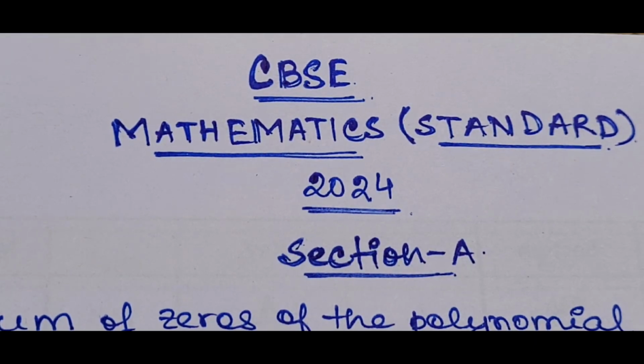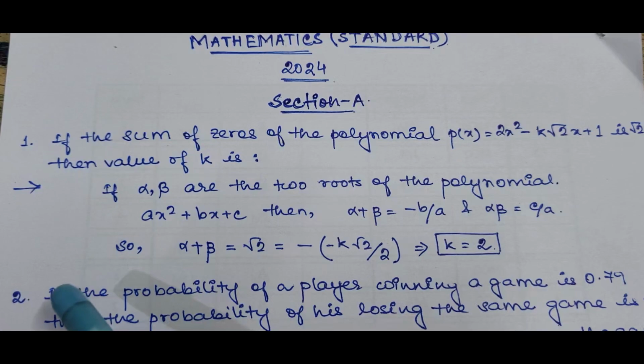These 20 questions are MCQs. MCQ stands for multiple choice question. It is a type of question that provides 4 options, out of which only one is correct. So let's start solving. Okay, so let's start with question 1.